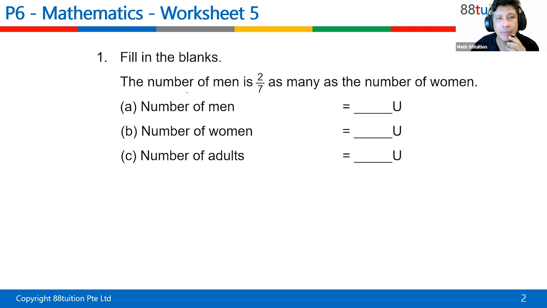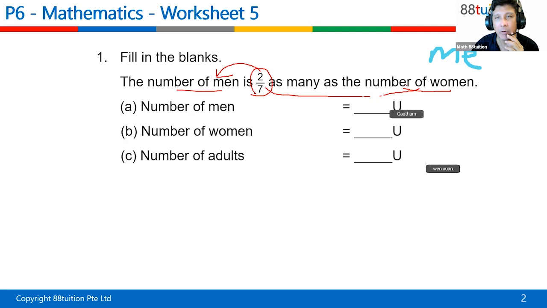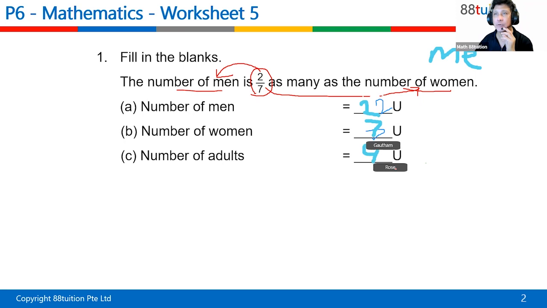When we say the number of men is a certain fraction of the number of women, what we mean is the numerator will belong to the men, the denominator will belong to the women. Okay, so that's what it means. All right, so if you understand this, then you should be able to figure out how many units to fill in. I see a few of you filling in already.